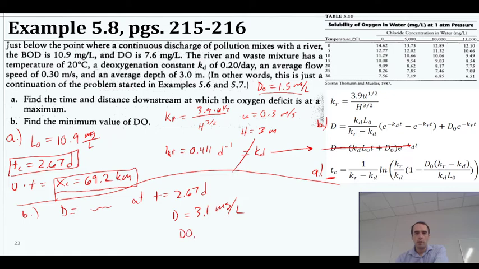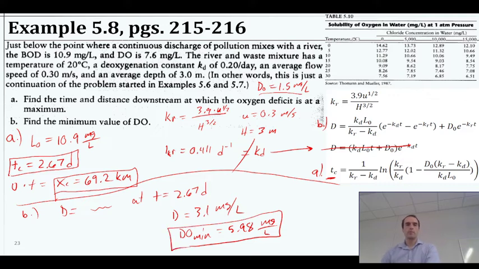Meaning the DO minimum was 5.98. Okay, so not a huge impact, given those conditions. All right, does that make sense? Okay with that?